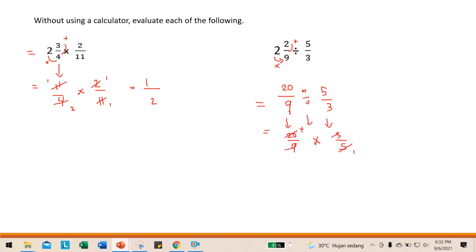And then this one divided by 3. This is 1, this is 3. So the answer is 4 out of 3. 4 out of 3 means 4 divided by 3. 1. 1 times 3 is 3. 4 minus 3, remainder 1. So the final answer is 1 and 1 out of 3.